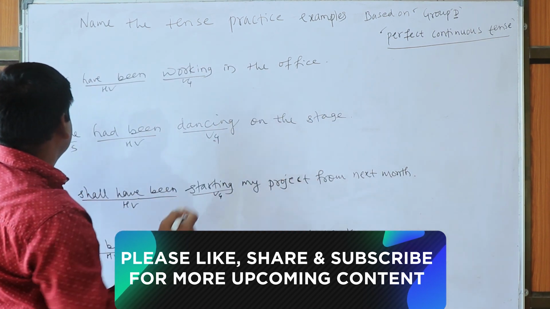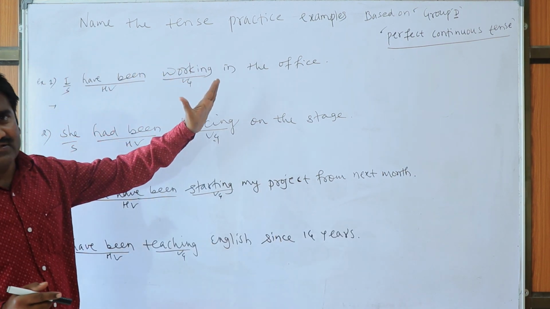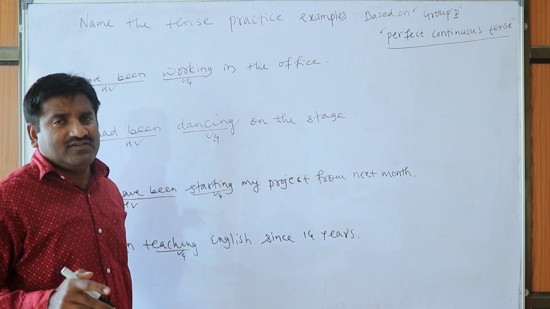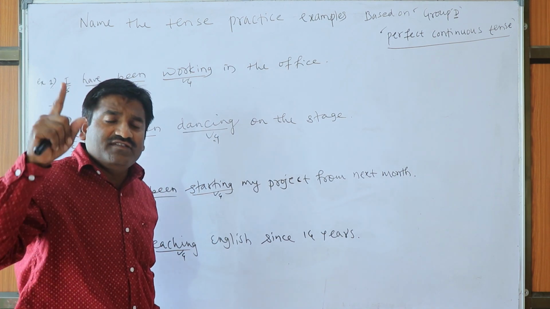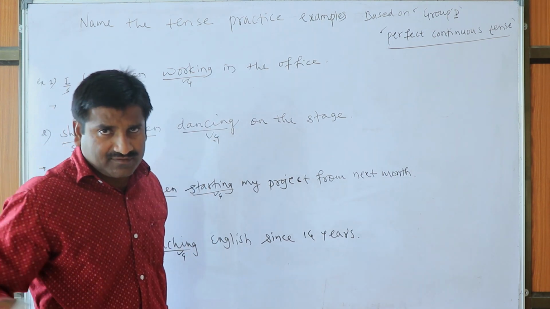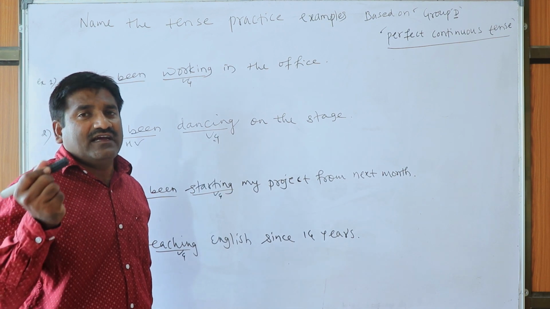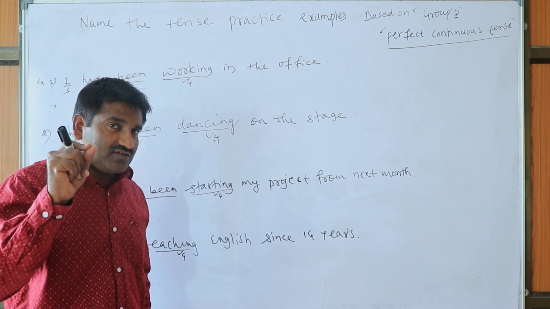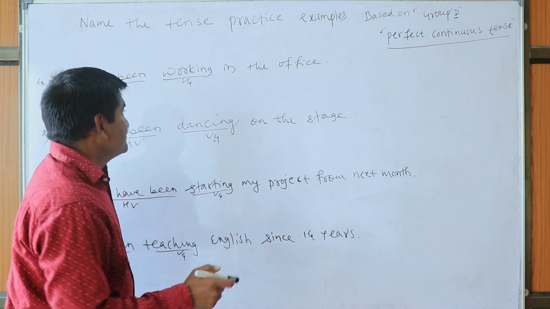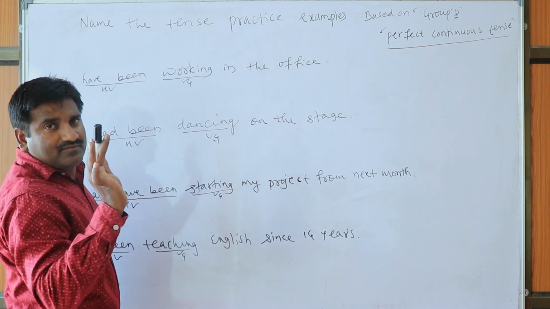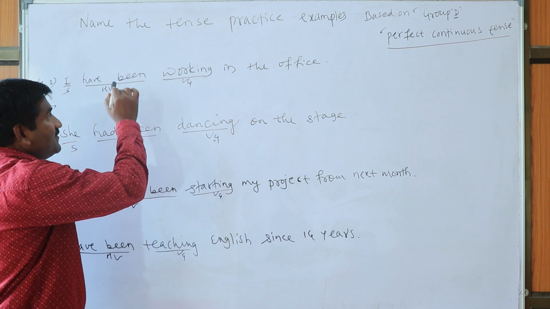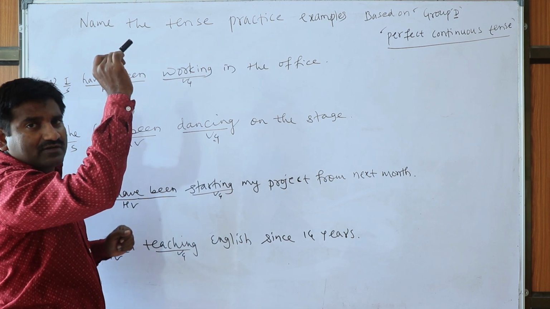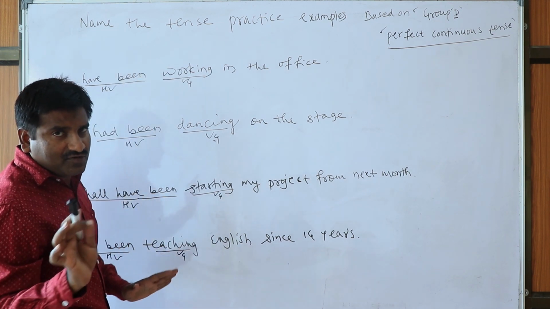Let's begin. Here, first example, perfect continuous tense. Perfect continuous tense means you will find the action is perfect as well as continuous. We have three tenses in Group D: present perfect continuous, past perfect continuous and future perfect continuous. But there is a special idea to identify and name them, and the most important thing is that our focus must be on helping verbs and main verb. If we focus on helping verbs and main verbs, definitely we are able to name the tense. Otherwise it's not possible.